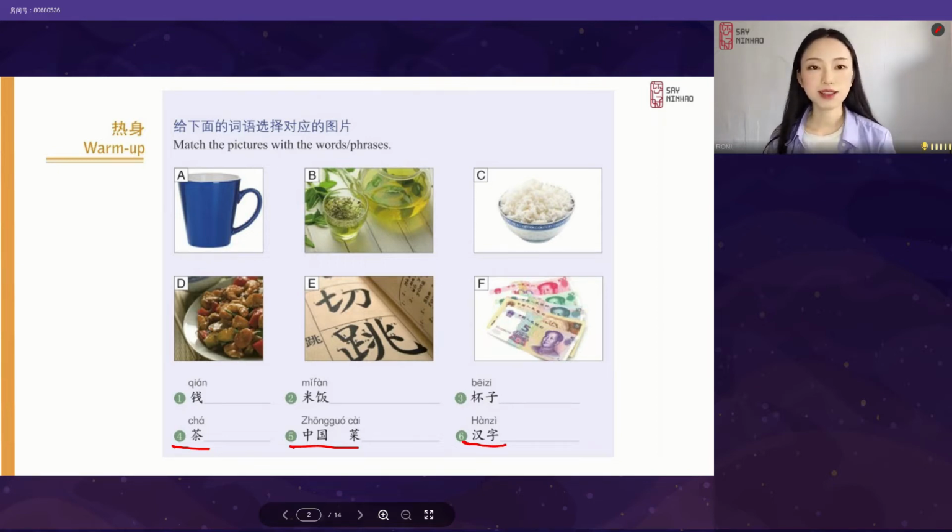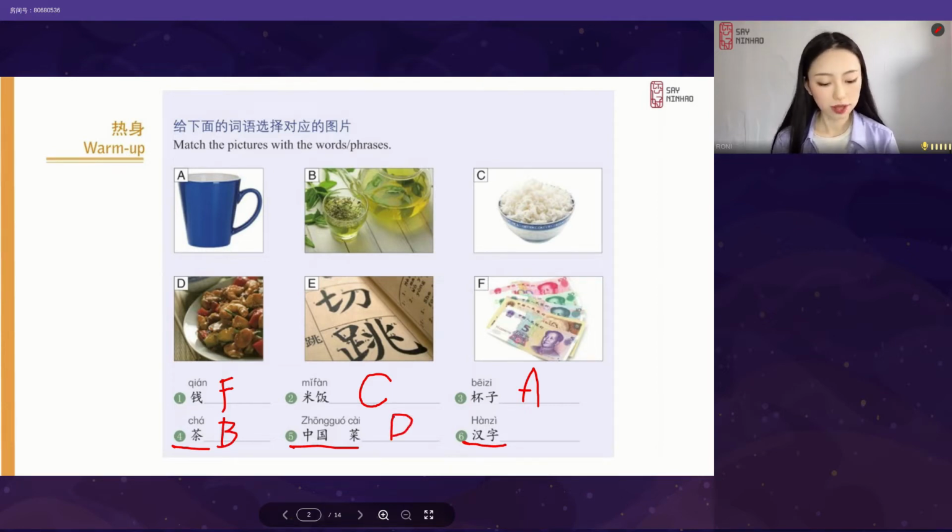Okay, time's up. Now let's see the answers. First one, 钱, which means money. So which one should be 钱? The F, right? F. And next one, 米饭, cooked rice. That is C. And next, 杯子, the cup is A. And next one, 茶, which means tea, is actually B. And next one, 中国菜, obviously it is D. And last one, 汉字 is E, Chinese characters.